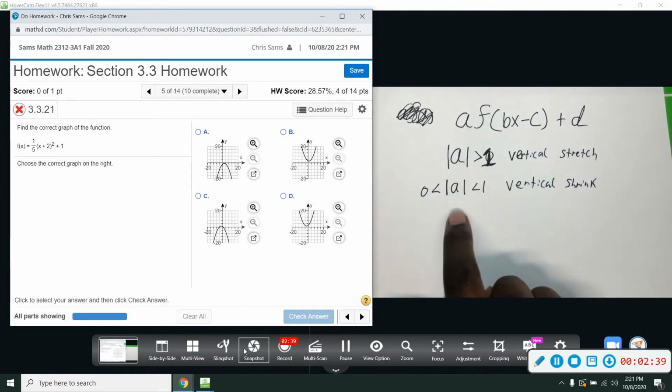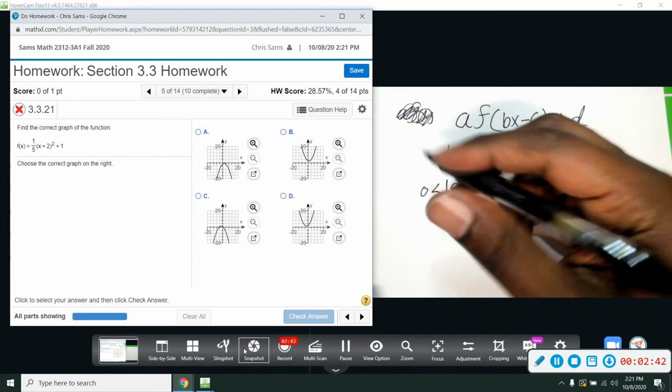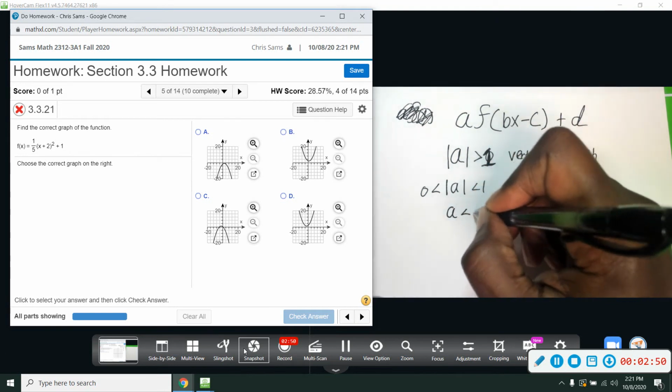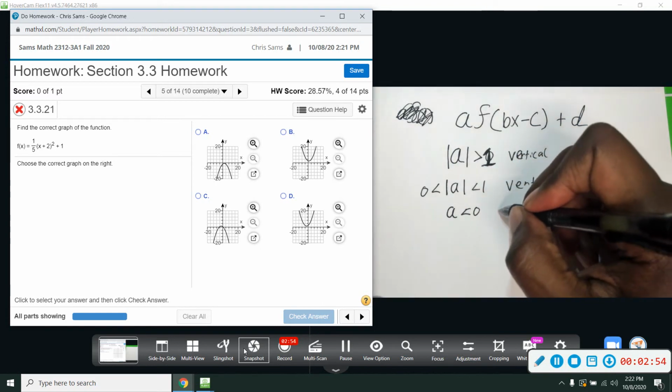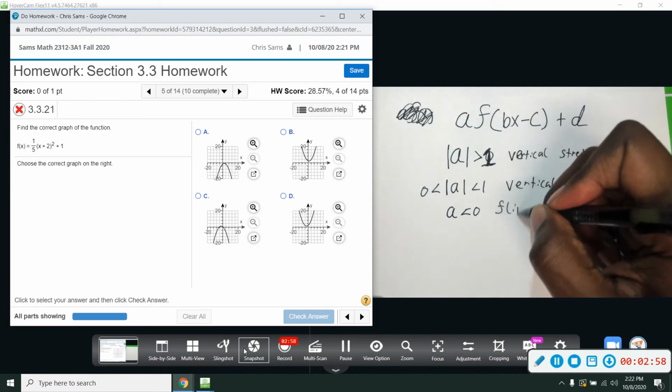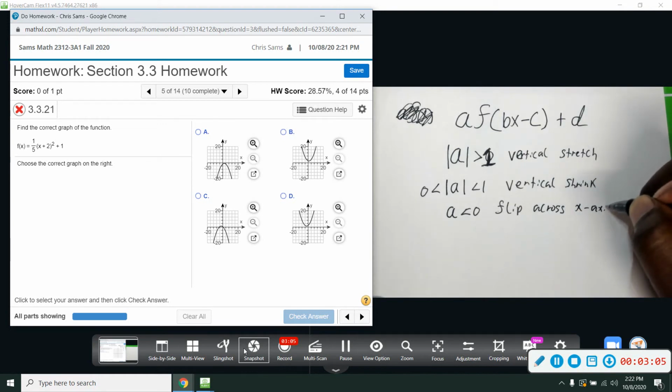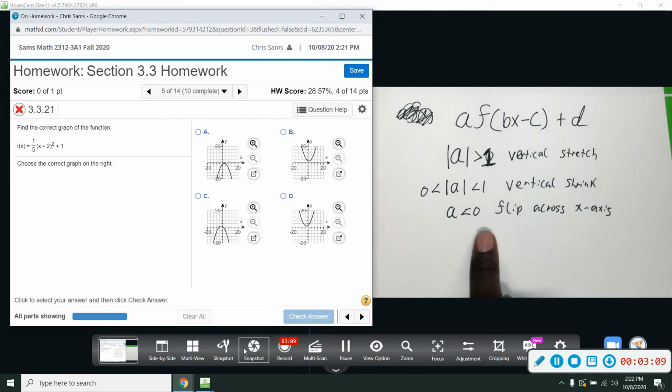This A will also cause it to flip across the x-axis. So if this A is less than 0, which means negative, it's going to flip across the x-axis. So this is everything A does. If it is bigger than 1, so more than 1 away from 0 in distance, it will stretch your graph out. If it's between 0 and 1, like a fraction, like a half, 0.75, it will cause it to shrink in the vertical direction. If that number is negative, it will give a flip across the x-axis. So that's A.